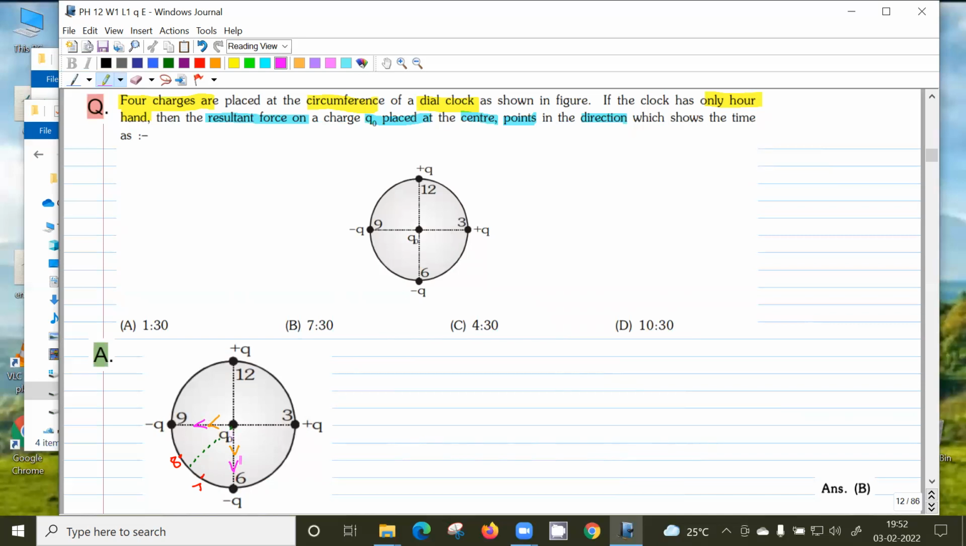All these forces are equal because the product of Q0 and Q, the magnitude, is the same and the distance is the same. So four forces of equal magnitudes, and these two forces add, and these two forces add. If you have two vectors which are equal, the resultant vector is in the middle, the angle bisector. So it will be between 6 o'clock, 7 o'clock, 8 o'clock, 9 o'clock, so between 7 and 8, that is 7:30. So the correct option is option B.